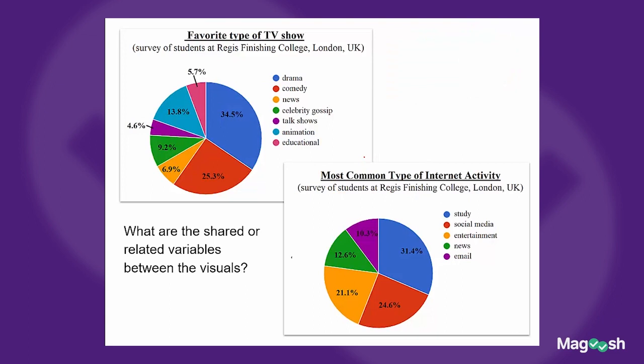So what are the shared or related variables between the visuals? One potentially useful division we could make on these charts would be to separate out the activities and shows that are purely for entertainment or for fun. So specifically, the idea here is that shows like comedy and celebrity gossip may have something in common with internet activities in the entertainment or social media categories, for example. These combinations could help you to make comparisons and describe the information on the visuals efficiently.